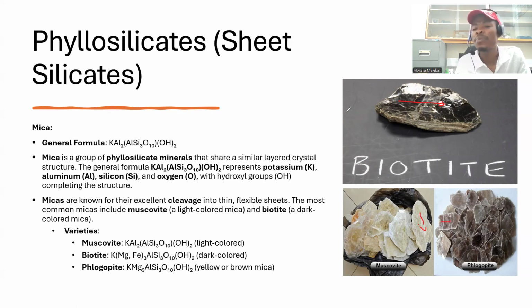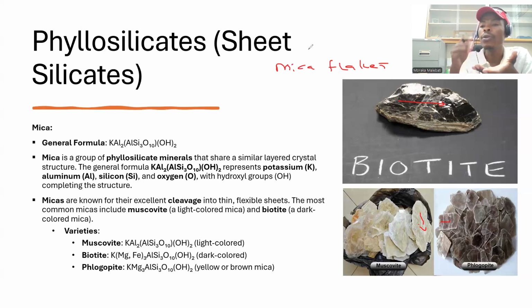That's basically how you can identify them, because of their structure, having what we call mica flakes. You can peel these things off, and you also have the capability to bend them, and if you release the pressure, they will go back to their original state.